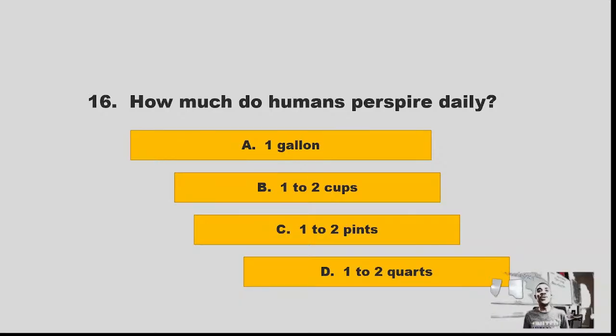How much do humans perspire daily? So is it 1 gallon? Is it 1 to 2 cups? Is it 1 to 2 pints? Or is it 1 to 2 quarts?